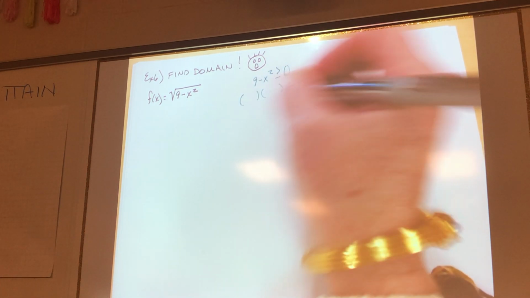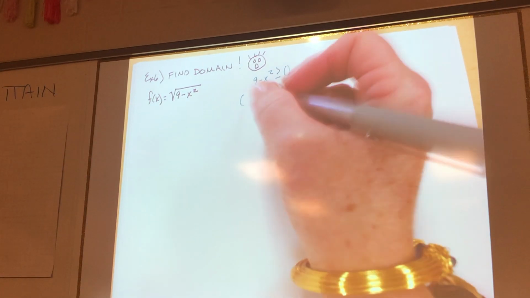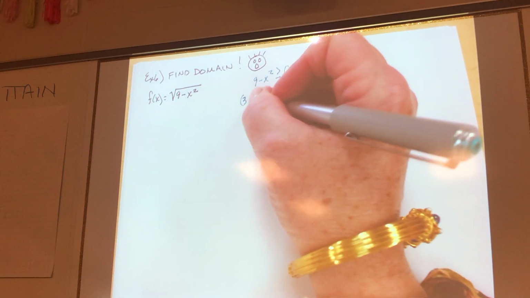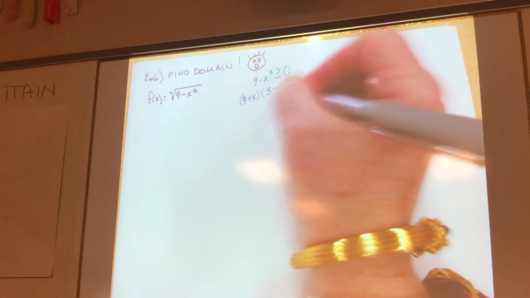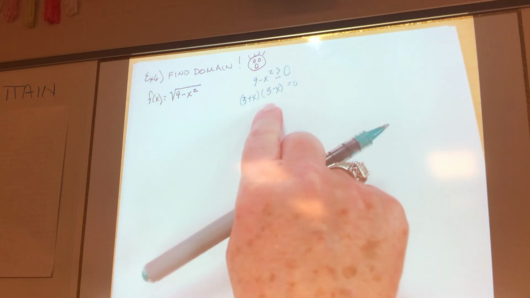X plus 3 and x minus 3. Flip it. 3 plus x and 3 minus x. Just because this was flipped, these are flipped too.